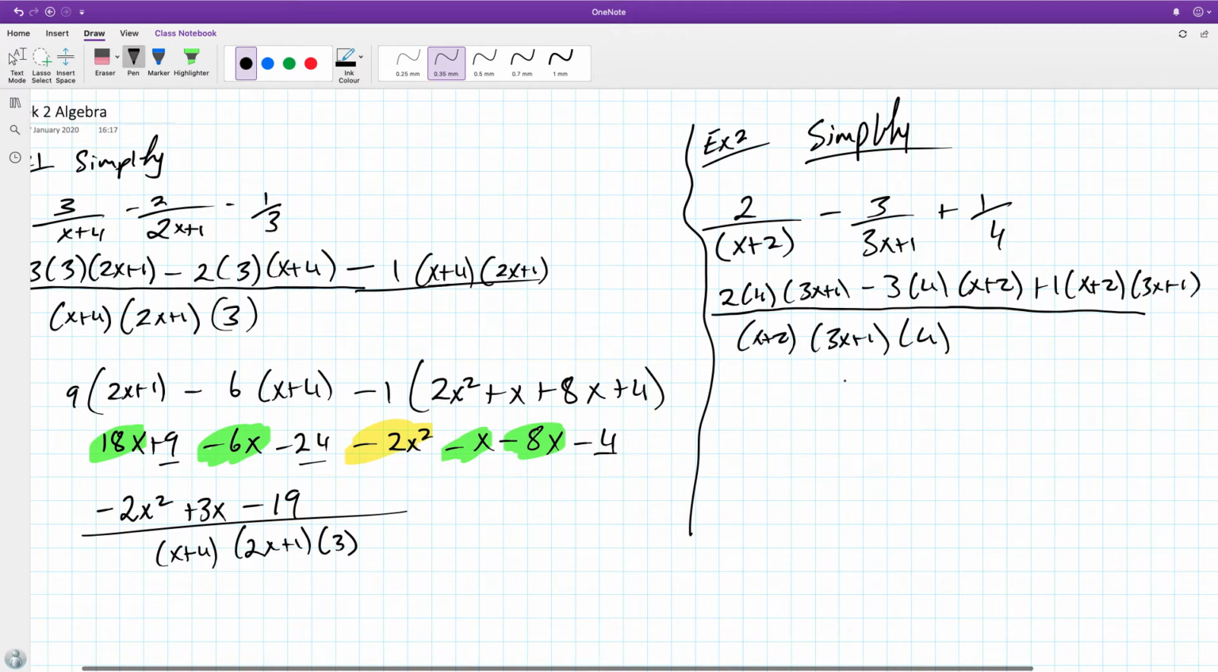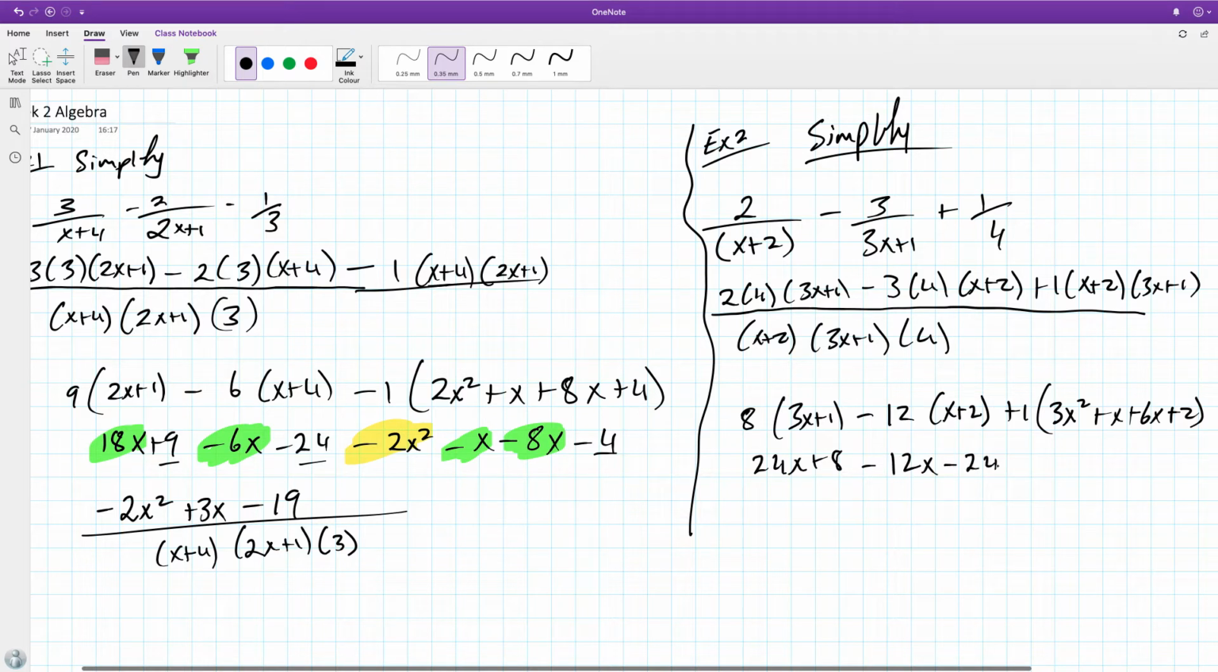There's no real need actually to rewrite your bottom line until the very end. You won't get docked, but you will get docked if you don't show it at the end. Is that right? Just make sure you throw it in at the end if you're not writing it every time. That's 8 times 3x plus 1, minus 12 times x plus 2, plus 1 times x by 3x squared plus x plus 6x plus 2. That is 24x plus 8, minus 12x minus 24, plus 3x squared plus 7x plus 2.